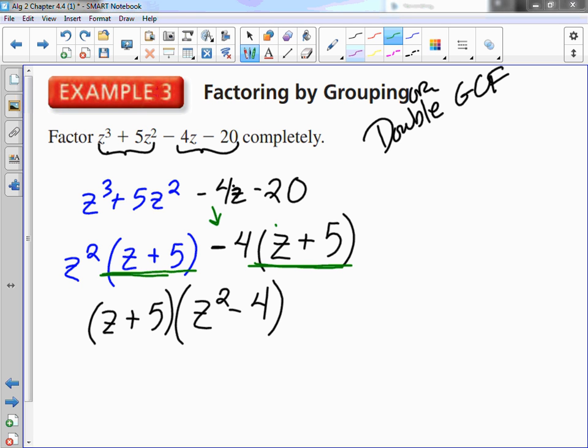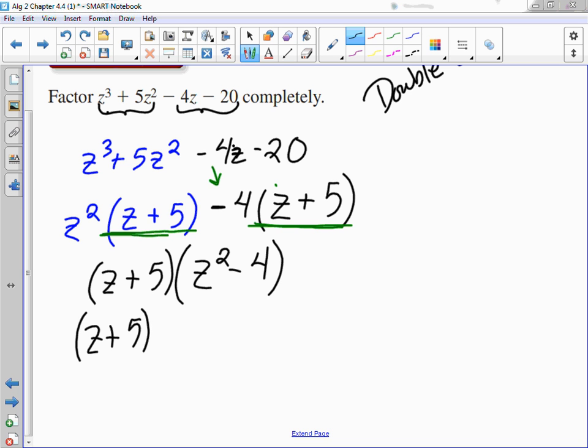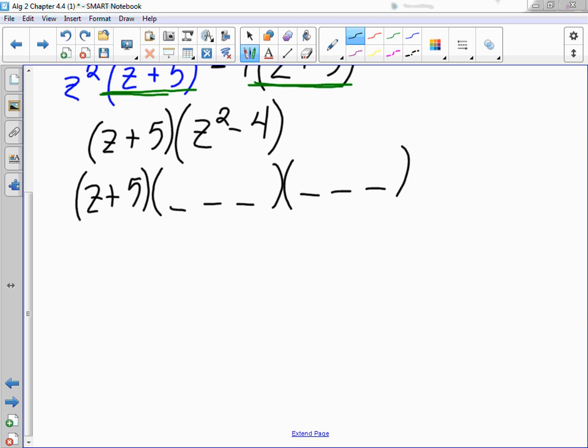Is this factored completely? Well, we see that we have z squared minus 4. That has an exponent greater than 1, yes? So we need to see, will z squared minus 4 factor? And it will, because this is a difference of perfect squares. There's not a sum of perfect squares. That doesn't work. It doesn't have real solutions. It's not factorable. But if I have a difference of perfect squares, it will factor.